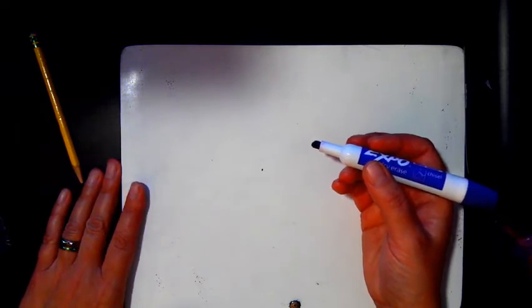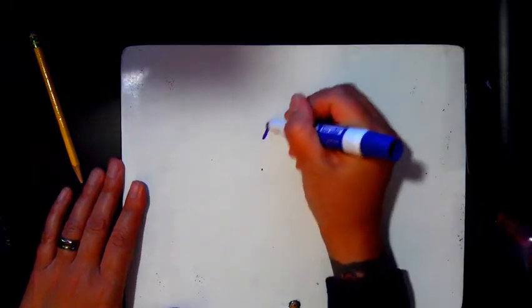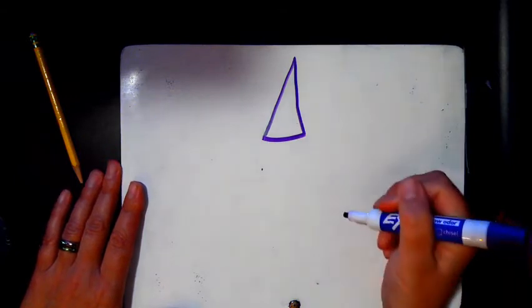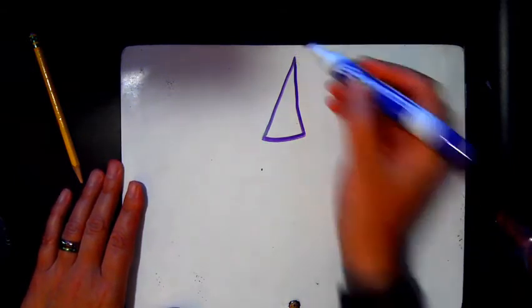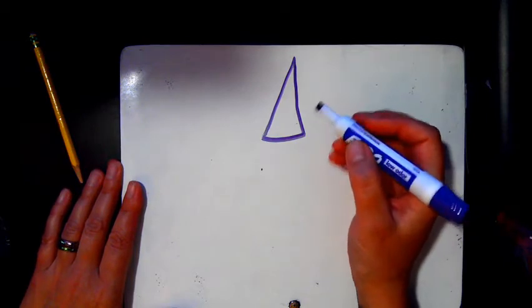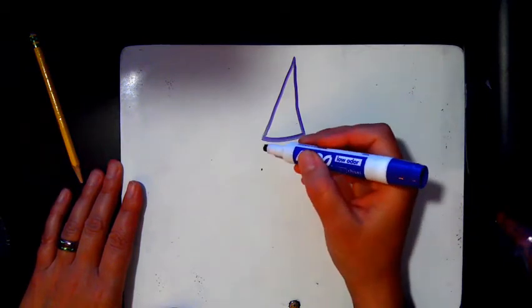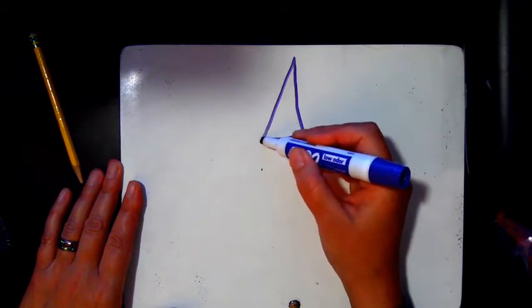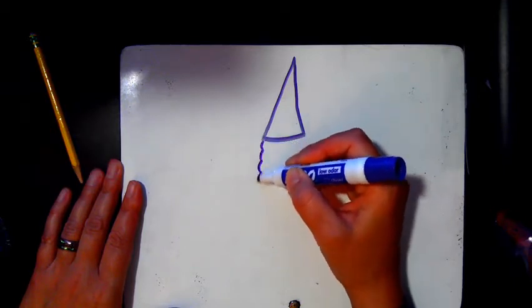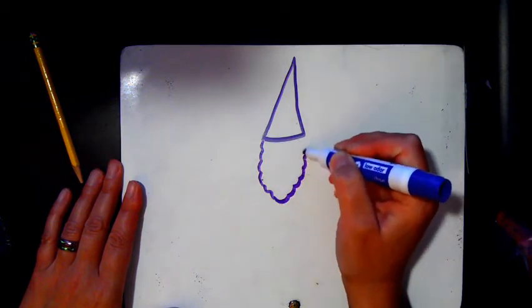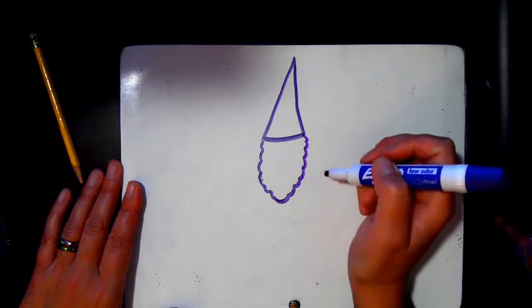Okay, so for the gnome, I'm actually going to start with the hat. And the hat is nothing but a triangle. You can put a little ball at the top or a little star at the top, whatever you want. It's totally up to you. And now I'm going to make the shape of the face with the beard. So just watch me first. I'm going to make some wavy lines down. They're going to curve around and come back up on the other side like that. We're not done, don't worry.